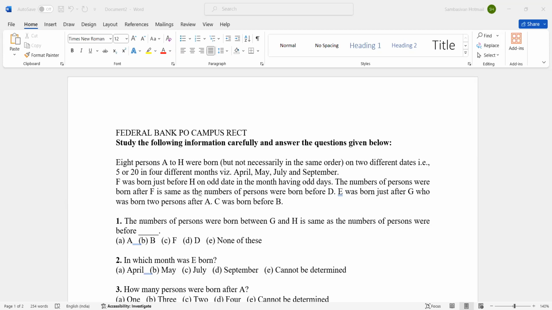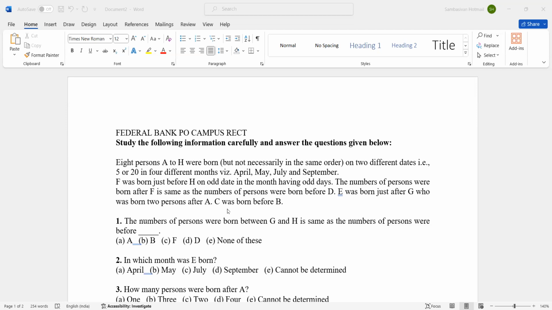Eight persons, A to H, were born, but not necessarily in the same order, on two different dates, that is either 5th or 20th, in four different months: April, May, July, and September. F was born just before H on an odd date in a month having odd days. The number of persons born after F is the same as the number of persons born after D. E was born just after G, who was born 2 persons after A.